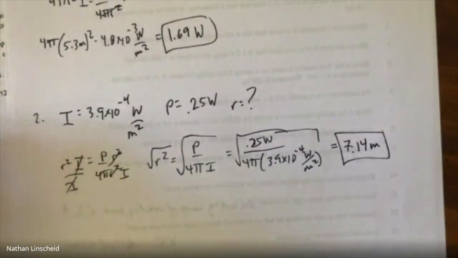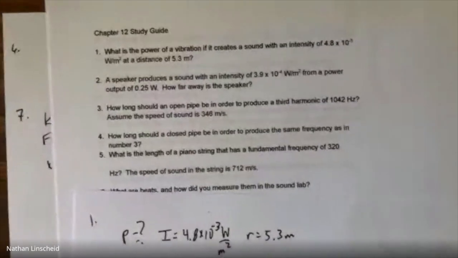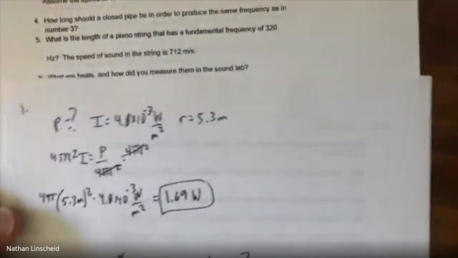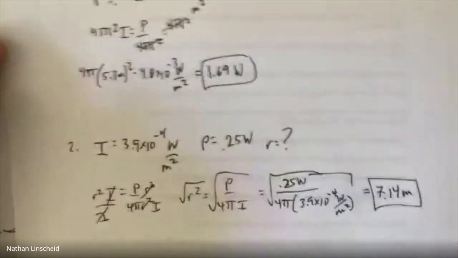Okay, moving on to number 3. How long should an open pipe be in order to produce a third harmonic of 1042 hertz? Assume the speed of sound is 346 meters per second. All right, so this brings us to understanding a few things about harmonics.